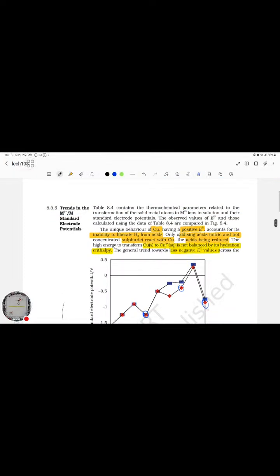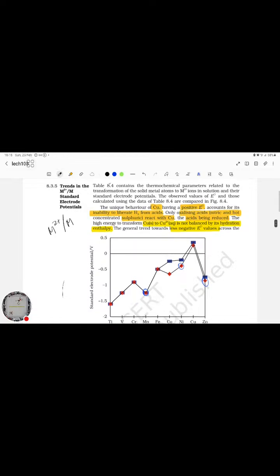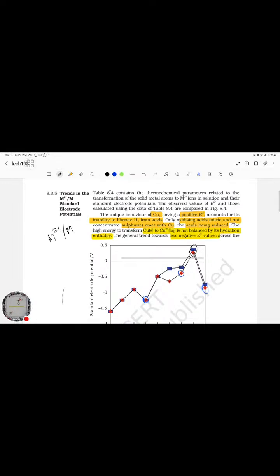So moving down, we'll talk about the trends in turning M2 plus ion cation to metal. So the table related to the transformation of solid metal atoms to M2 plus ions in solution and their standard electrode potentials. The observed values of the standard electrode potential and those calculated using the data of table 8.4 are compared in figure 8.4. So basically we'll have an observed value and a calculated potential value to liberate H2 from acids.